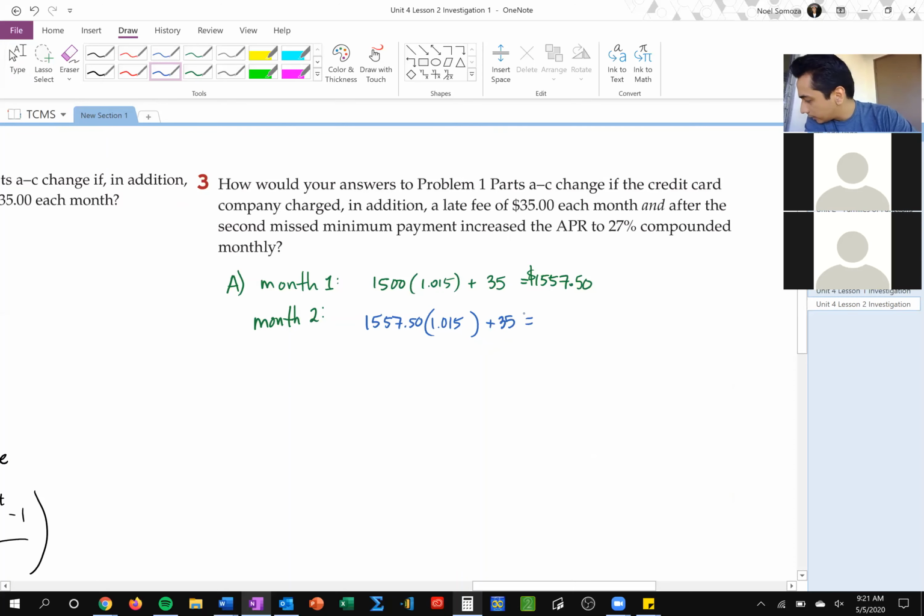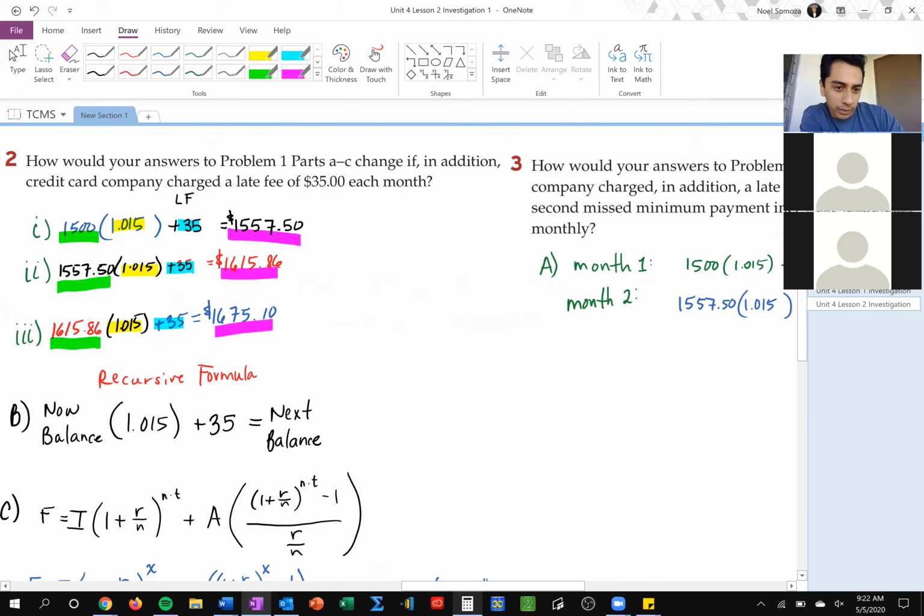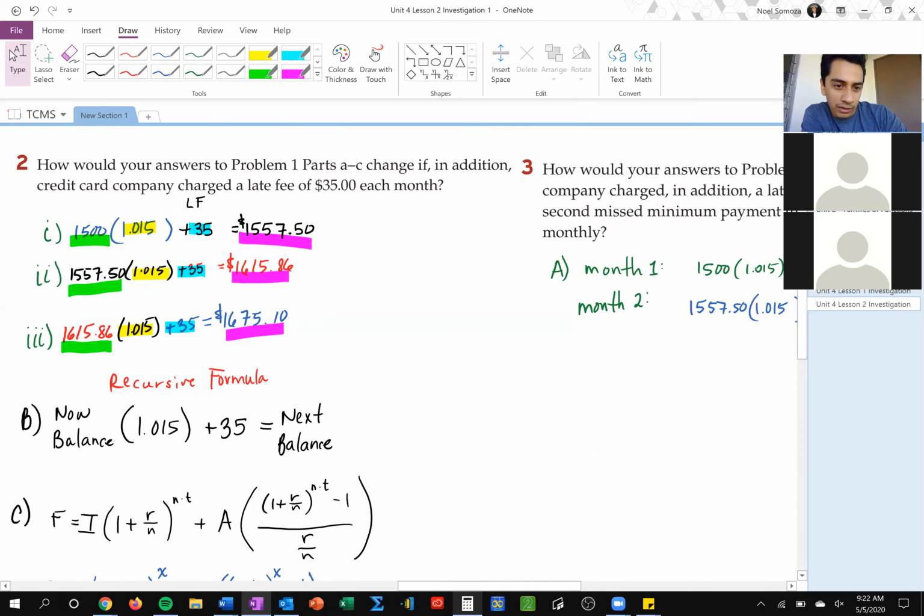So again, nothing has changed at this point. So we should get the same final balance as what we got in number 2. And that final balance was 1615.86.